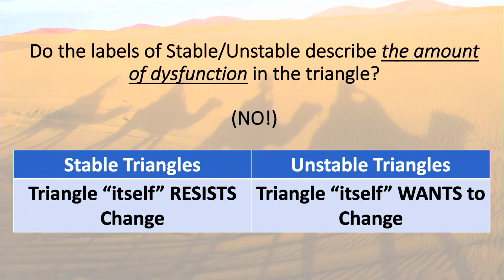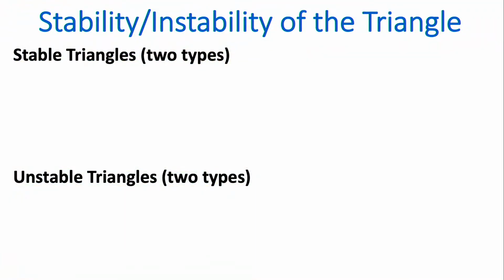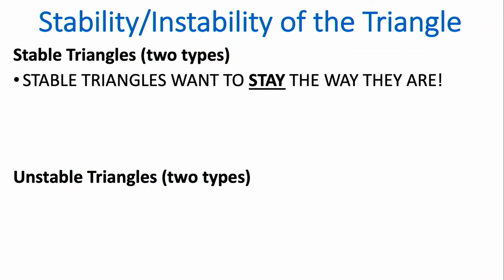So stable triangles, the triangle itself is resisting change. And unstable triangles, the triangle itself wants to change. So I want you to see the triangle as having its own characteristics. So here are the two types of stable triangles. Stable triangles want to stay the way that they are, and these are two examples. Three people, one big happy family, or two people with a common enemy. Both of these are stable triangles, and stable triangles want to stay the same.